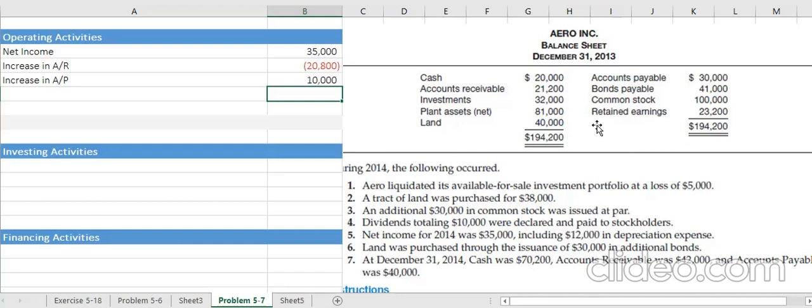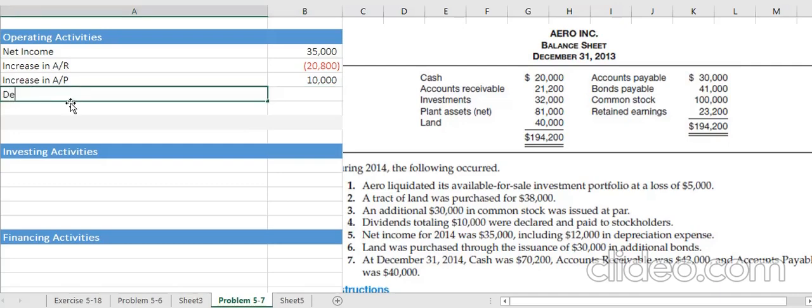Then the third part in the operating activity section is if we need to adjust any non-cash expenses or gain or losses, if there are any. Inside non-cash expenses we have depreciation expense, amortization expense, and natural resources or depletion expense as well. In the numerical given to us, amortization and depletion are not given, only depreciation. If you come to point number 5, we have a depreciation expense of $12,000, so I will write it here.